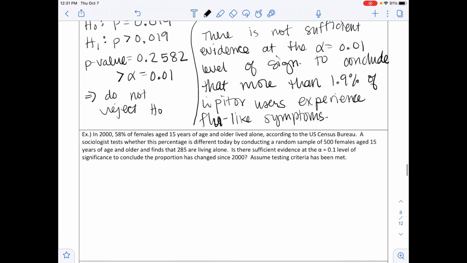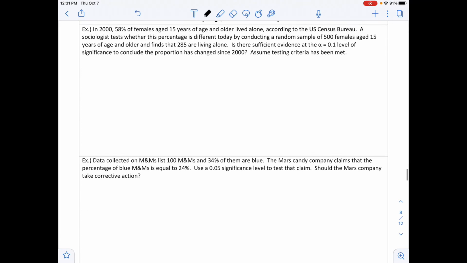So the example right below this says in 2000, 58% of females aged 15 years old or older lived alone, according to the U.S. Census Bureau. A sociologist tests whether the percentage is different today by conducting a random sample of 500 females aged 15 years of age and older, and finds that 285 of them are living alone. Is there sufficient evidence using alpha equals 0.1 level of significance to conclude that the proportion has changed since 2000? This one says, assume the testing criteria has been met. So we can just go ahead and say everything's been met.